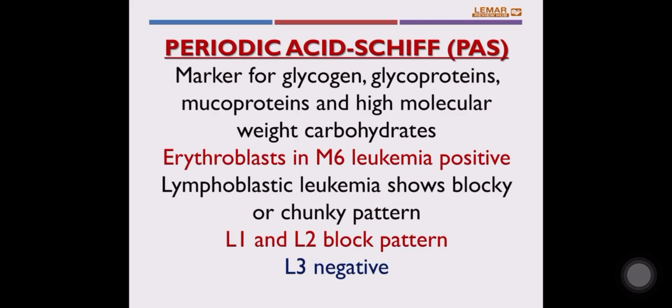Another, we have the PAS stain. It is a marker for glycogen, glycoproteins, and mucoproteins, and high molecular weight carbohydrate. Normally, yung mga erythroblasts are PAS negative. But in M6, yung mga erythroblasts are PAS positive. Another, PAS may be positive in ALL. It is positive for L1 and L2, the childhood and adult ALL, but negative for L3 or the Burkitt's type of ALL.